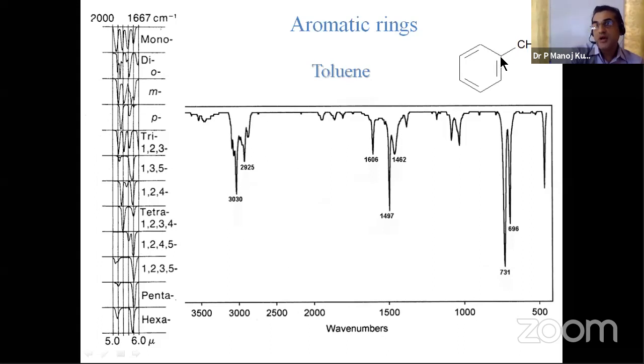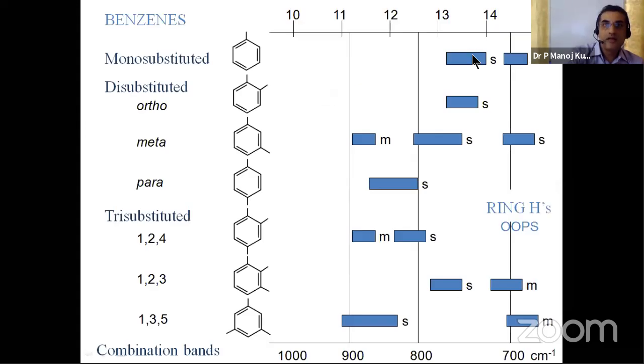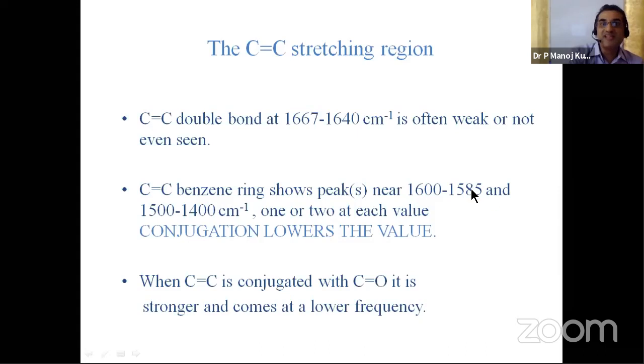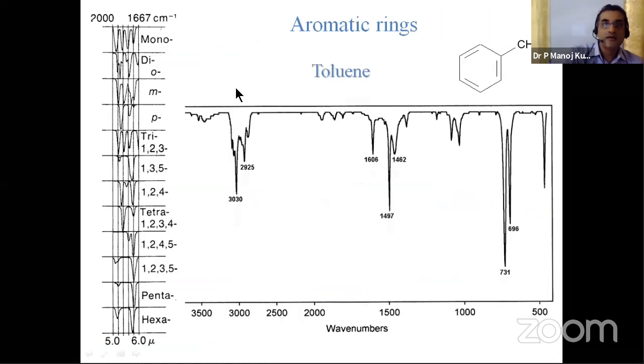Now, it is mono substituted. So a mono substituted benzene ring will give you two peaks between 700 and 750. Can you see that? 700, it is 696. 750, it is 731. You are getting two peaks. What about these other peaks? What do they represent? Whenever you have an aromatic ring, the C double bond C will show two peaks. Already we learned. C double bond C of the benzene ring will show two peaks between 1585 to 1600 and 1400 to 1500. That is what you are seeing here.